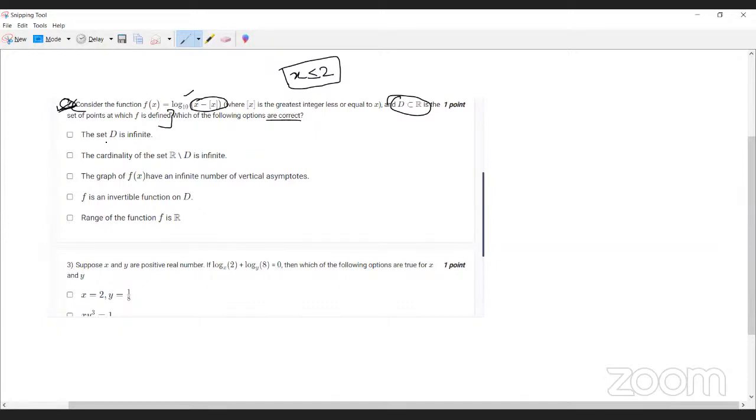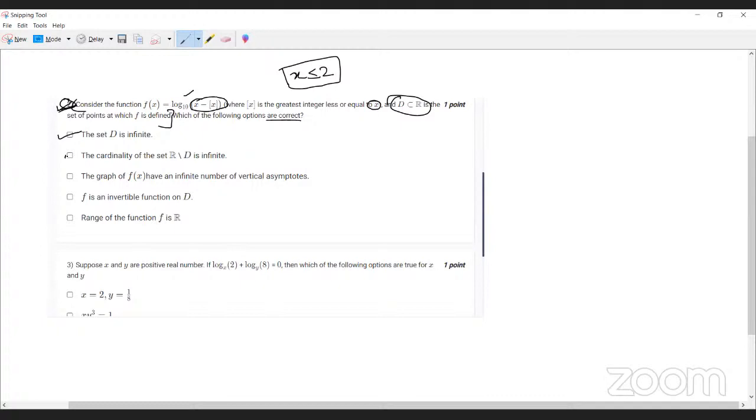It should be less than or equal to x. Yes, D can take any values, except where x is an integer. Whenever x becomes an integer, the value of x minus bracket x will be equal to zero, which is not defined for the log. So for all numbers except integers. So the set D will be infinite here, right? Yes, sir. And the cardinality will also be infinite then.